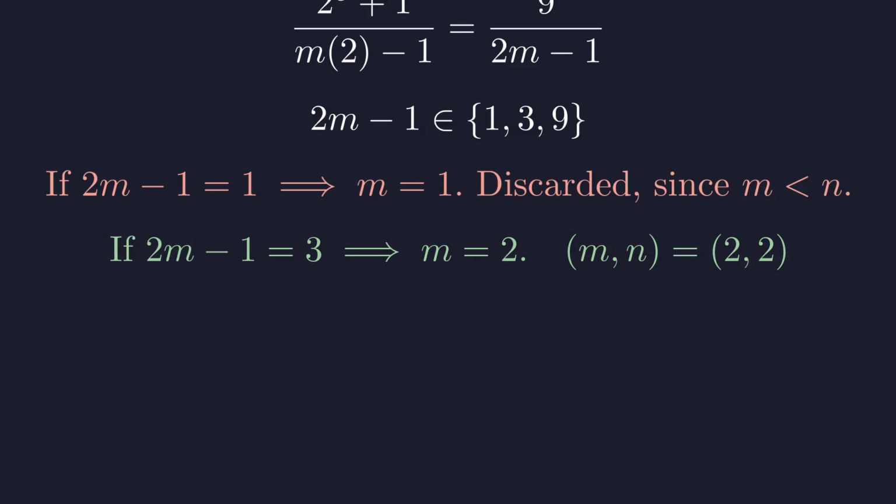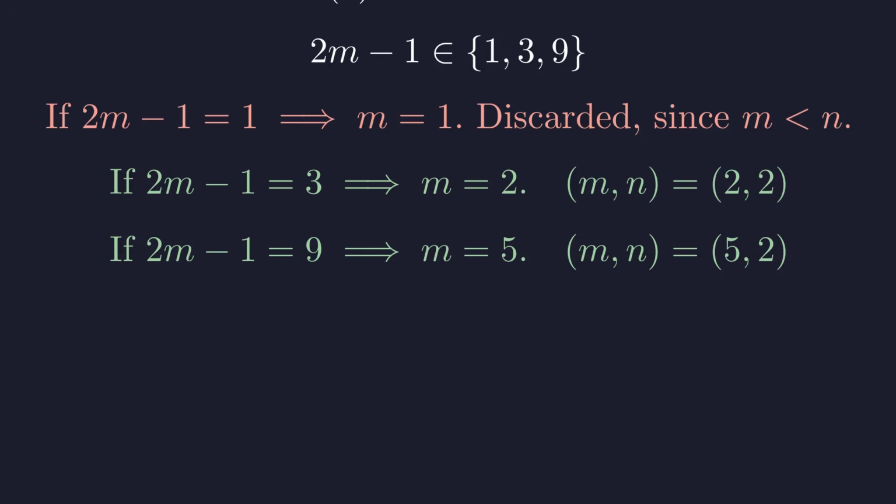If it's 3, we get m equals 2. The pair 2, 2 is a valid solution. And if it's 9, we get m equals 5. The pair 5, 2 is also a valid solution.